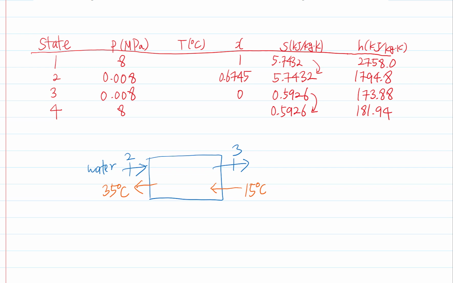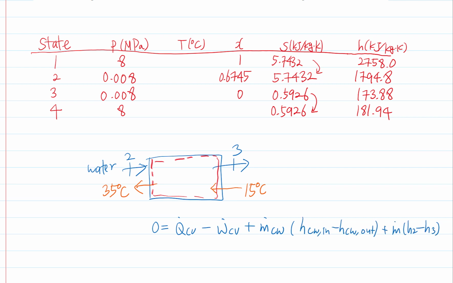So we can apply the energy balance equations on the condenser and determine the mass flow rate of the condenser cooling water. So condenser is our system. Energy balance equations, mass flow rate of the cooling water. Assuming the condenser is an adiabatic device, there is no work associated with the device. And we just calculated the heat transfer rate in the condenser. So we can solve it for the mass flow rate of the cooling water.